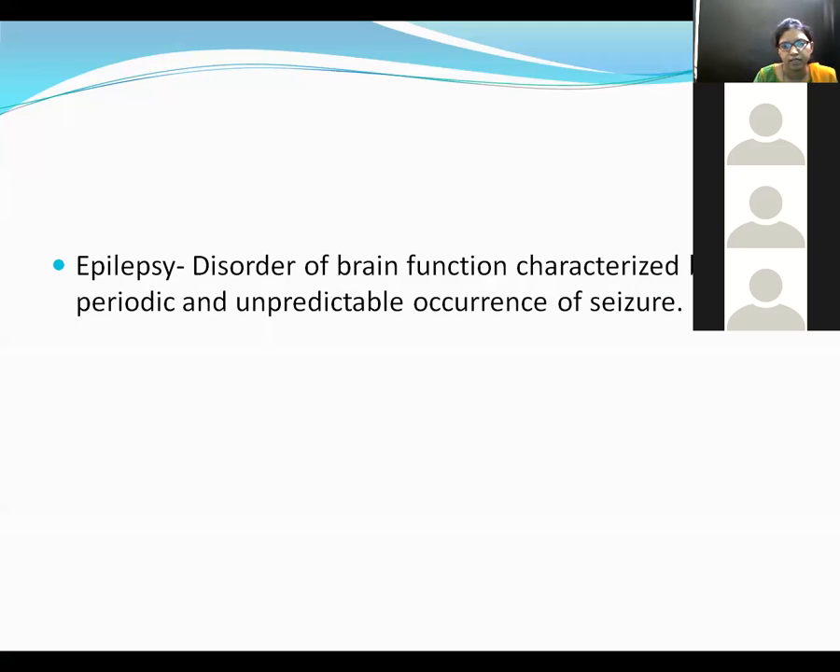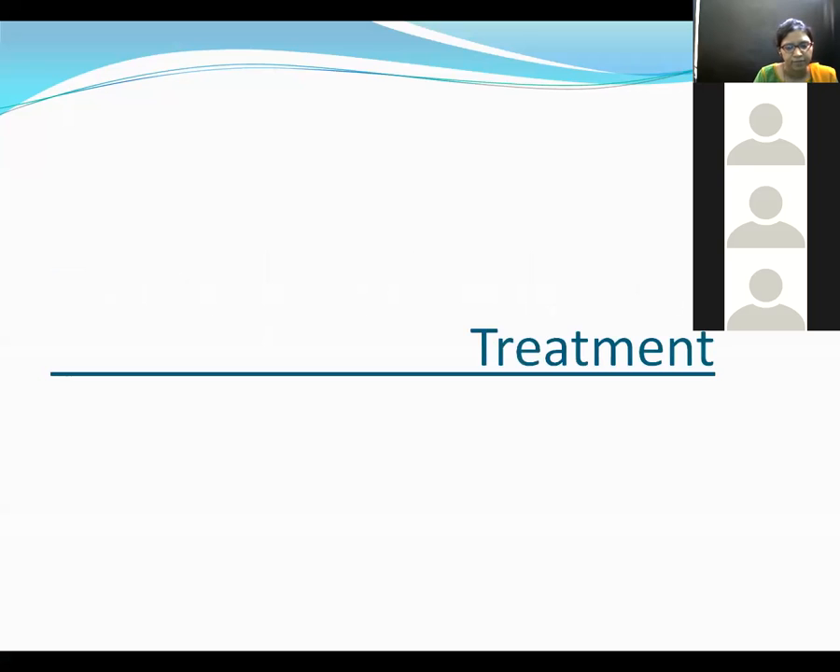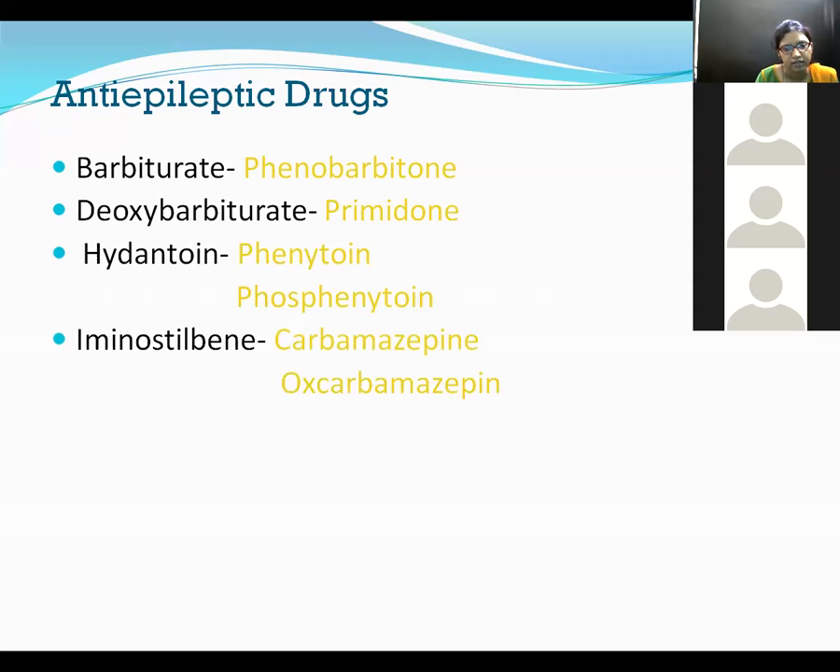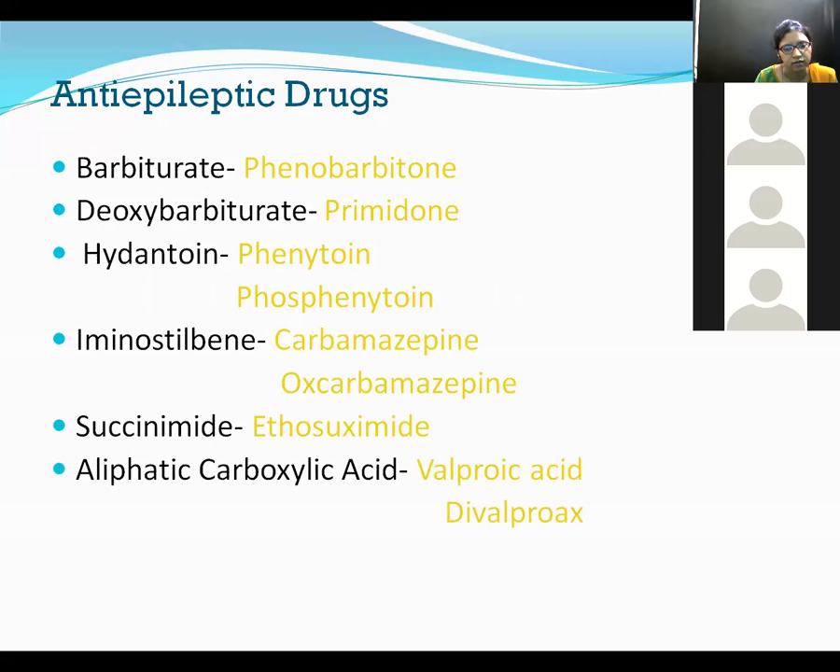Epilepsy is a disorder of brain function characterized by periodic and unpredictable occurrence of seizures. Now, treatment of epilepsy: there is a very large list of anti-epileptic drugs, and classification is also difficult, but you should remember it as it is one of the important topics of CNS. Barbiturates, in that comes phenobarbital; deoxybarbiturate, in that comes primidone; hydantoin, in that comes phenytoin, fosphenytoin; iminostilbene, in that comes carbamazepine, oxcarbazepine; succinimide, in that comes ethosuximide. Aliphatic carboxylic acids are valproic acid and valproate.